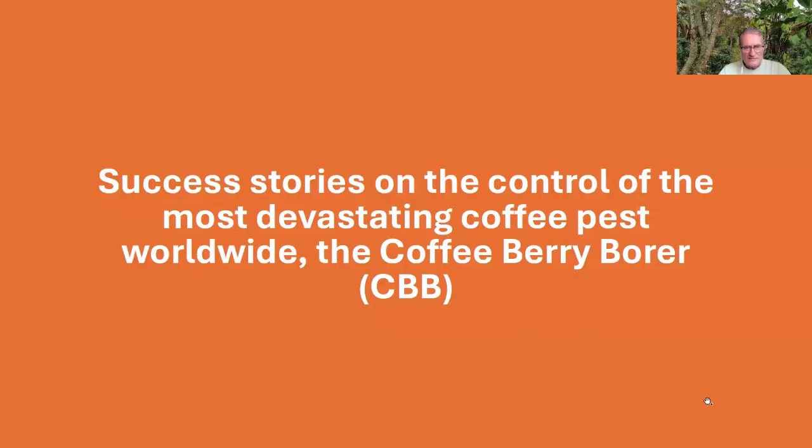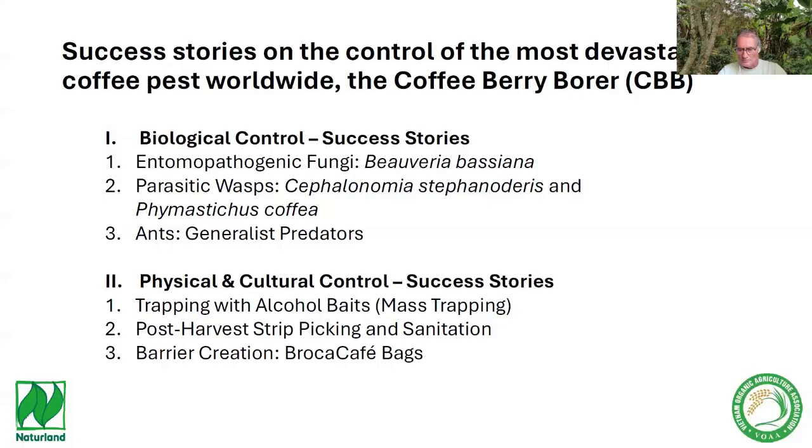And now, just have a look. I don't have so much time, about 3 minutes left, but let's have a look at the success stories of the control of the most devastating coffee pest worldwide, the coffee berry borer, Hypothenemus hampei, and I wanted to show you more or less 6 methods. Beauveria bassiana, we heard already, biological control. There are some parasitic wasps that can be used, like Cephalonomia stephanoderis, and then some ants that may also be used against coffee berry borer.